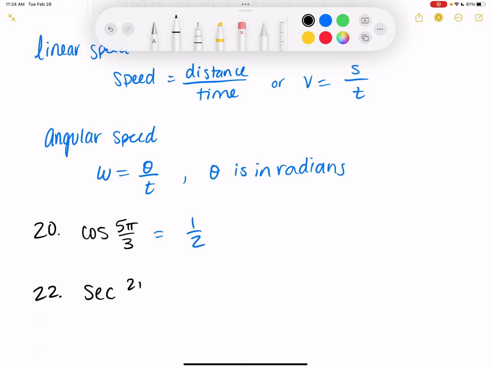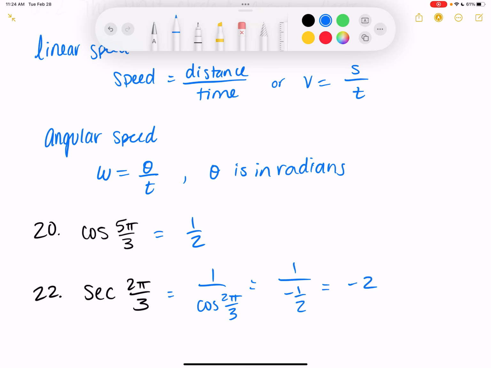Secant of 2 pi over 3. So secant's best friend is what? Cosine. So treat this as 1 over the cosine of 2 pi over 3. So the cosine of 2 pi over 3 is -1/2. So this is 1 over -1/2, or we can just flip this, so it'll be -2.